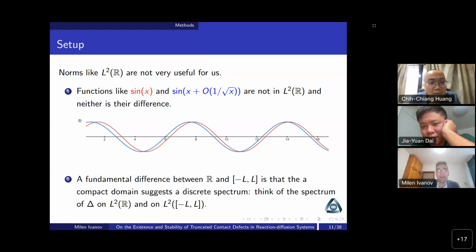And another fundamental difference is that one of the regions is compact, minus L, and compact domains suggest a discrete spectrum. For example, the spectrum of the Laplace operator on L2 of R is a half line, and on minus L is a sequence. So there is a real difference there which we have to take into account.